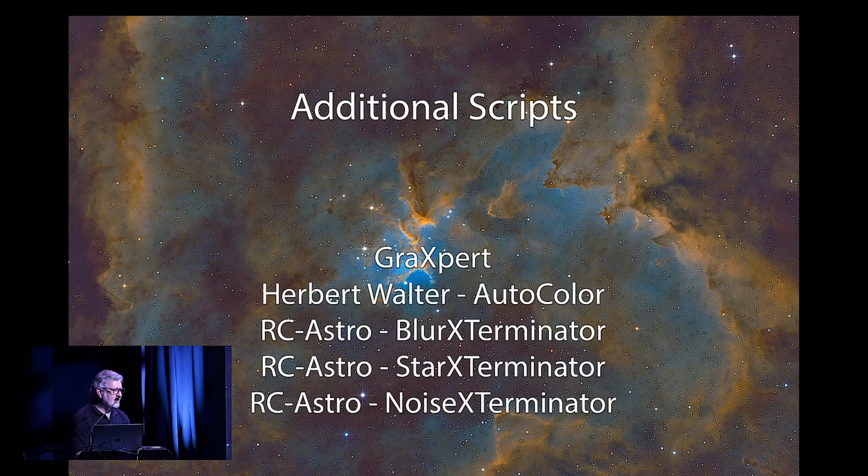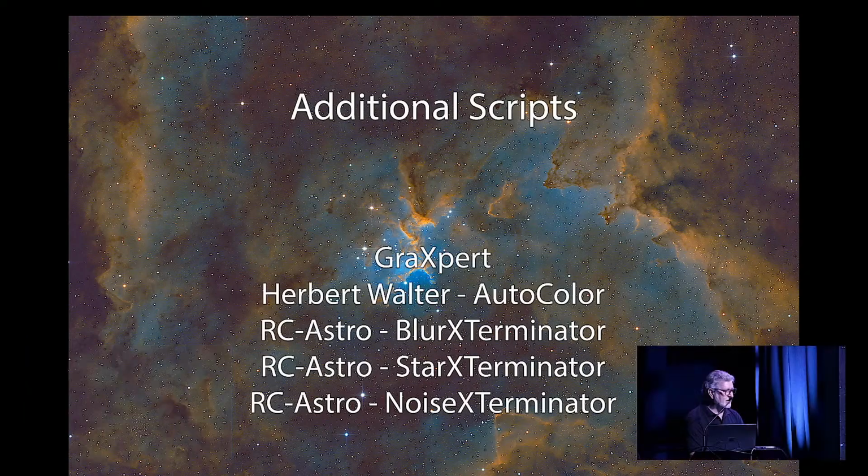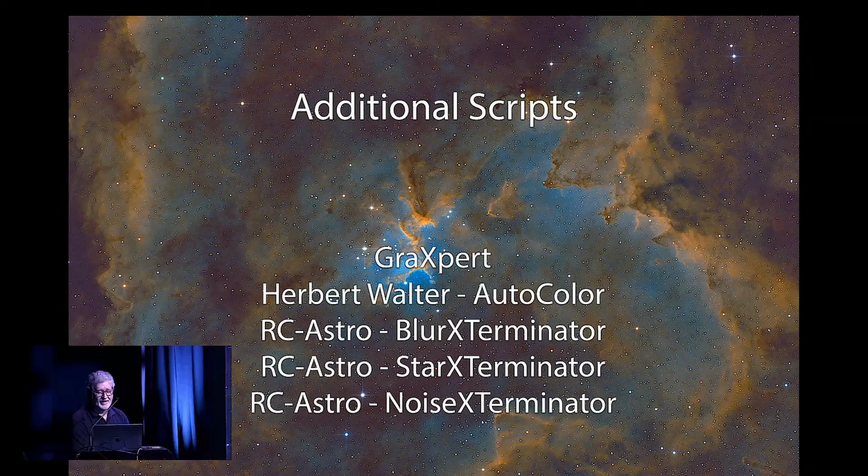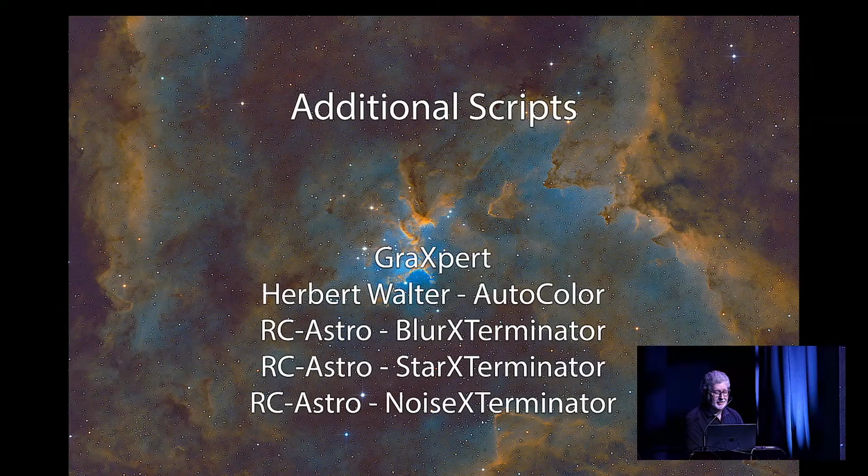Some of the things that I add onto my software, this is all inside PixInsight. GraXpert, this is another script you can add to it. It's free. I would recommend it. It's for gradient removal and helping to flatten out the image. Herbert Walter has a great script that's also free. It's called AutoColor, and you'll see it in a little bit when I use it, and you'll see why I love it. It took all the manual adjustments of creating a good starting color point out and made it automatic. RC Astro, they're phenomenal.